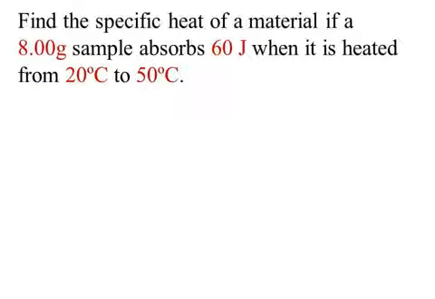Find the specific heat of a material if an 8 gram sample absorbs 60 joules when it's heated from 20 to 50 degrees Celsius. Again, you've got delta H equals m c delta T. This time you're going to solve for specific heat. Specific heat is equal to delta H divided by m times delta T.